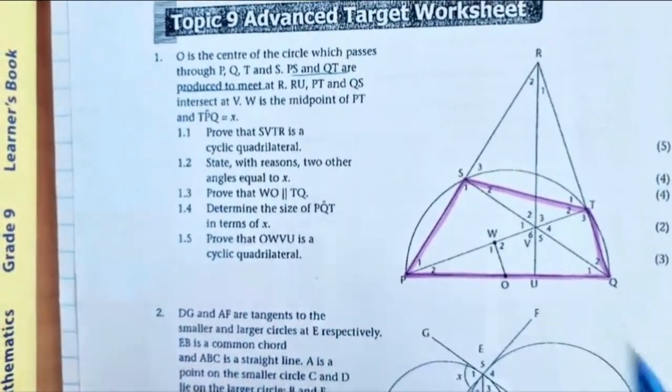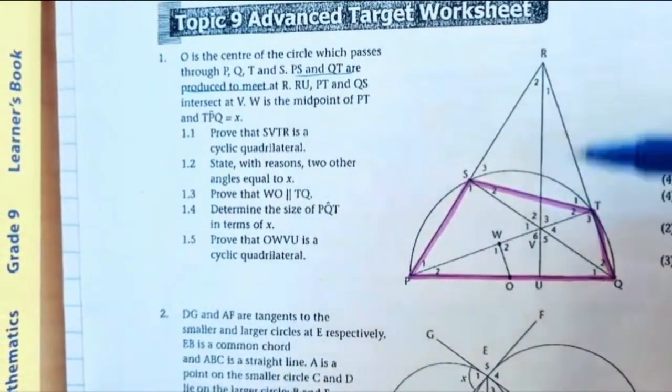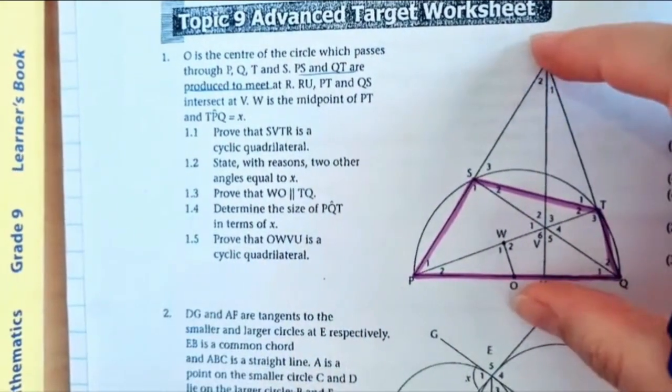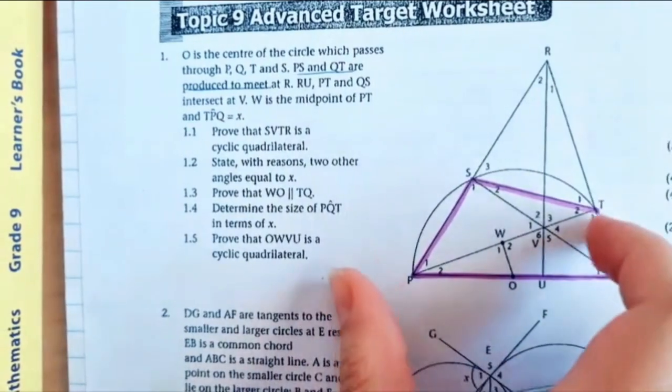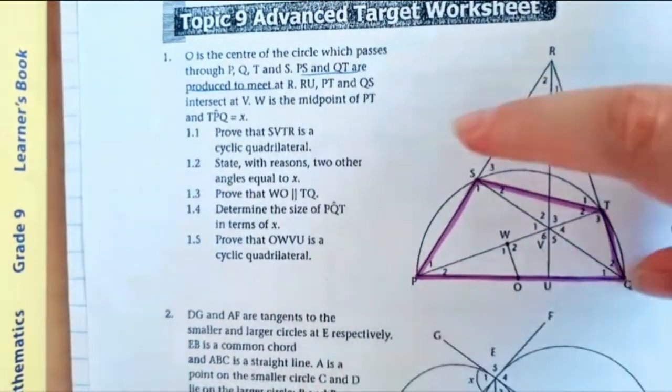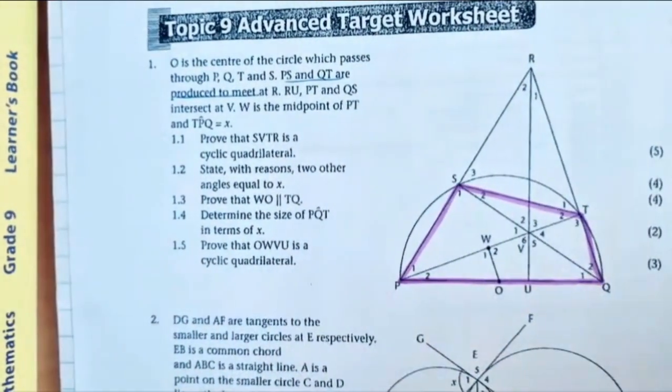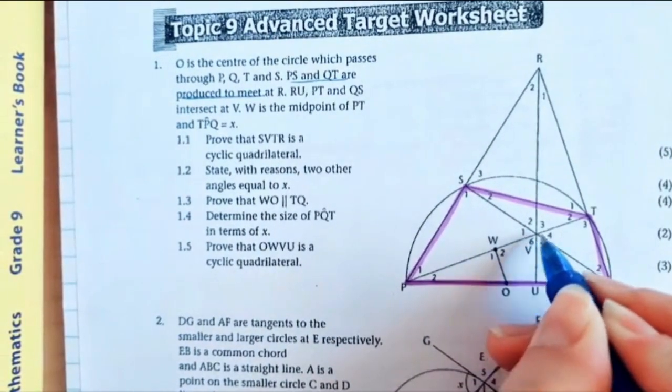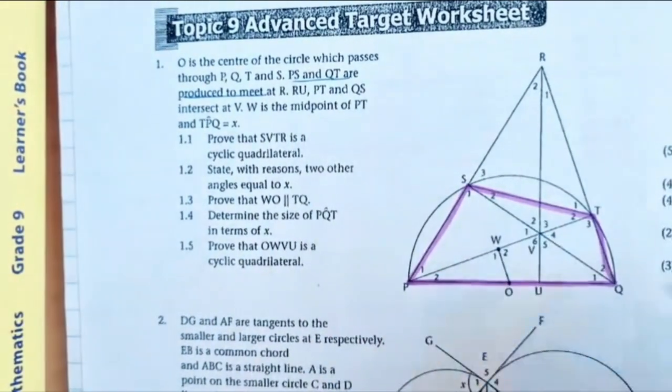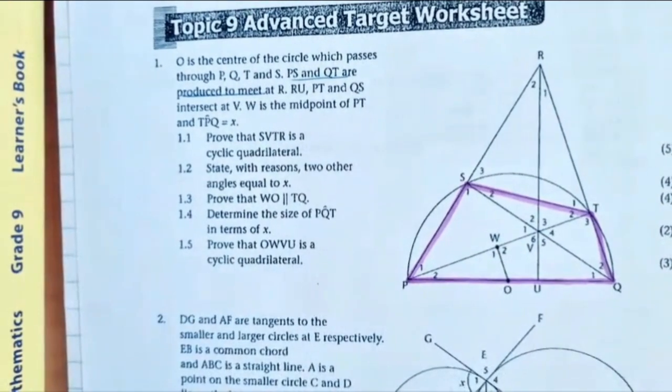Then RU, where's RU now? RU is this line over here. PT is that line there. And QS, that line over there, intersect at V. So they're telling us that those three lines go through point V, all three of them.